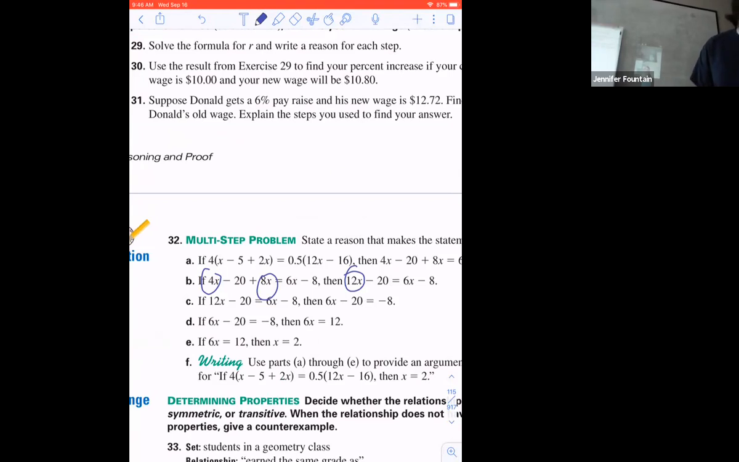What step is that one? Subtraction. Letter C is subtraction. Okay. D, if 6x minus 20 equals negative 8, then 6x equals 12. What is that one going to be? Addition. E, if 6x equals 12, then x equals 2. What is that one? Division.